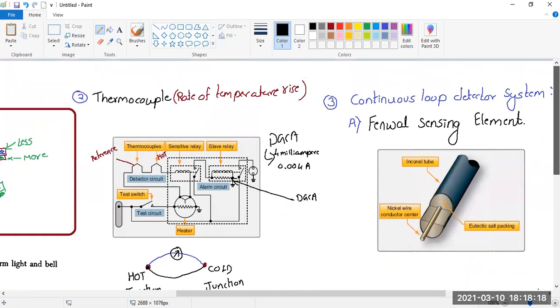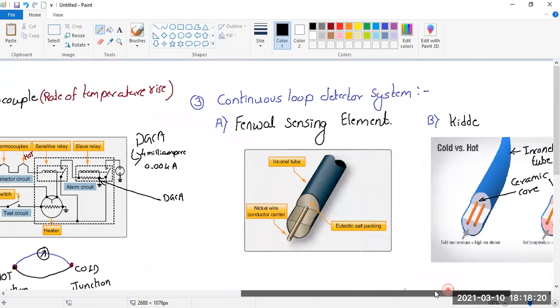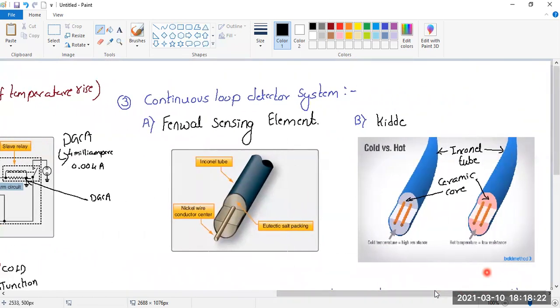Now let us do the third type of the detector. They are the continuous loop detector. Now as you can see, thermal switch and the spot detector or thermocouple one, they all are very, very small units, so they have to be kept at different locations. Okay, but our engine is a very big body, right? So suppose I want to install this, what I can do is use a continuous loop, that is, a single long wire looped around and left in place.